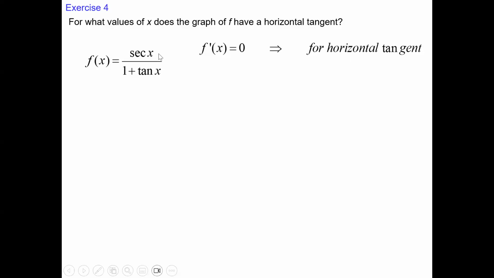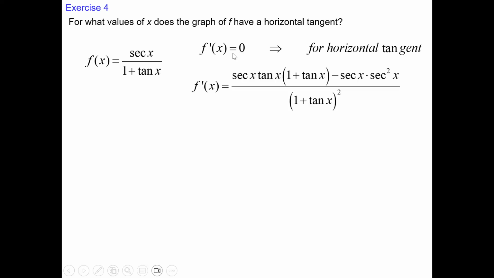And now the function is secant of x over 1 plus tangent of x. We have to find the derivative and set it equal to 0. This is the quotient rule. We cannot simplify this one. We may rewrite in terms of sine and cosine, but let's just leave it like this. The derivative of secant is secant tangent, times the denominator, minus secant times the derivative of the denominator, which is secant squared of x, over the denominator squared. When I say denominator, I have in mind the function from the denominator.